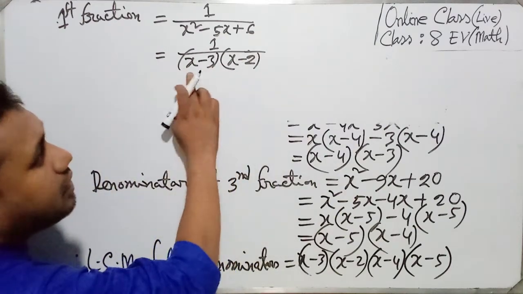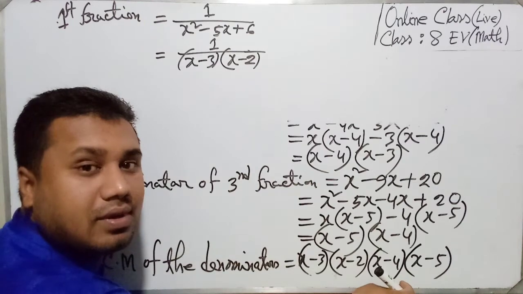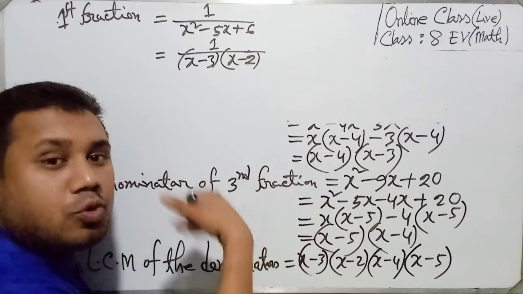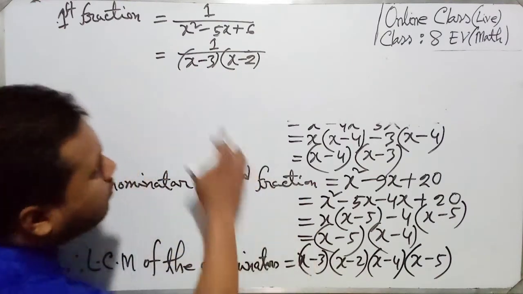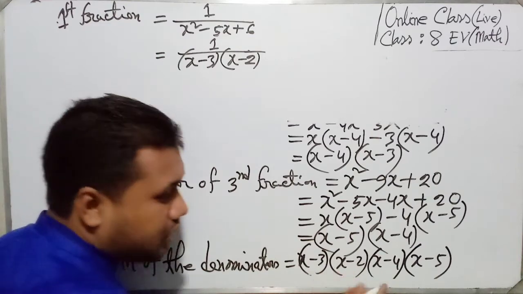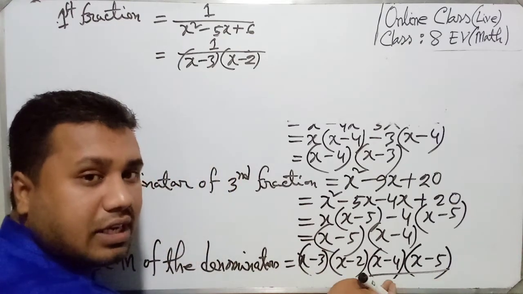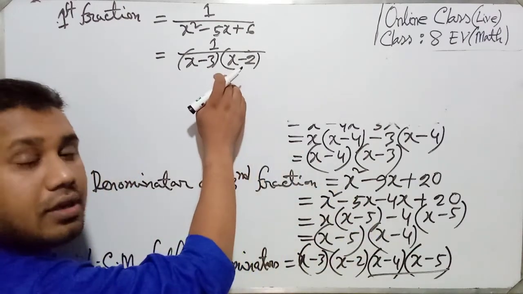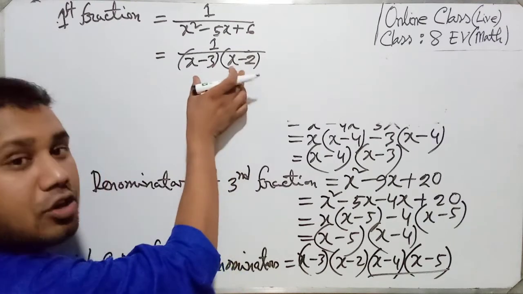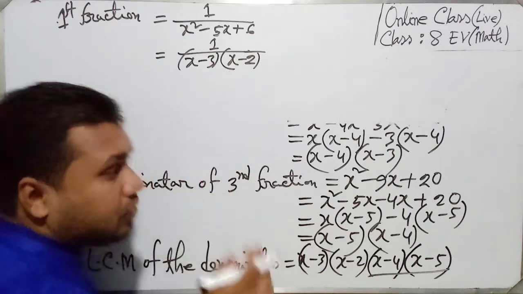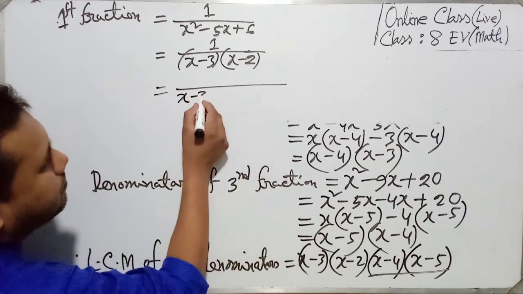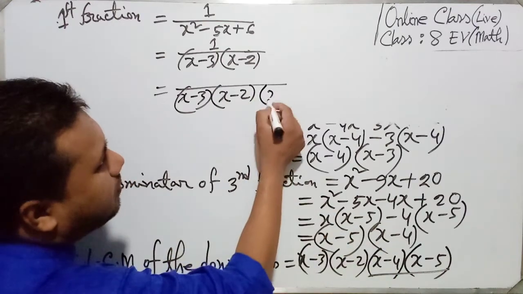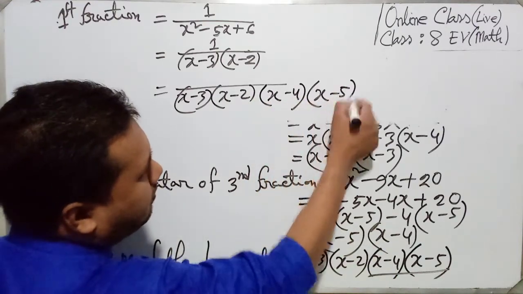Now look, this is our denominator and this is our LCM. Our target is to write the LCM. That means this denominator we have to convert to the LCM. So look, they are x minus 3, x minus 2. These two we need: if we multiply x minus 4 and x minus 5 with numerator and denominator, then the denominator will be similar to the LCM. Good. So now we have to multiply x minus 4 and x minus 5.